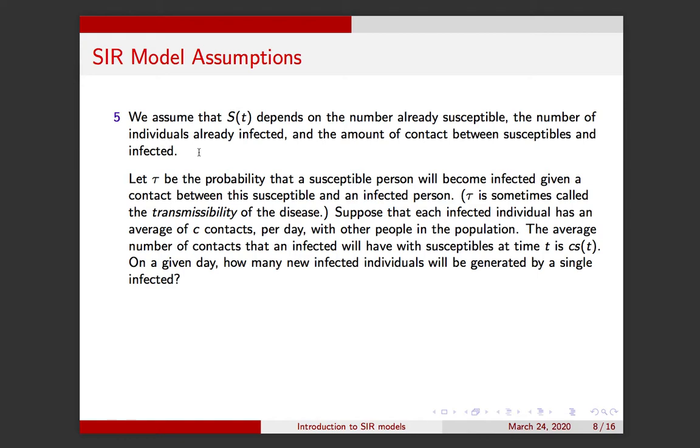So we'll let tau be the probability that a susceptible person will become infected given a contact between a susceptible and an infected. Okay, so there's a lot actually packed into this word contact. What do you mean, contact between susceptible and infected? Basically, a contact is any contact. It feels bad to self-reference in the definition, but any sort of contact that's sufficient to spread the disease.